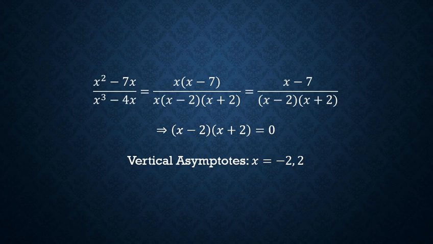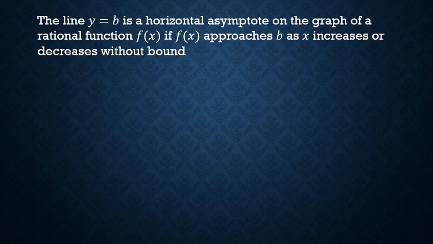The other type of asymptote I want to focus on heavily here are horizontal asymptotes. The horizontal line y equals b is a horizontal asymptote on the graph of a rational function f of x if the function approaches b as x increases or decreases without bound.